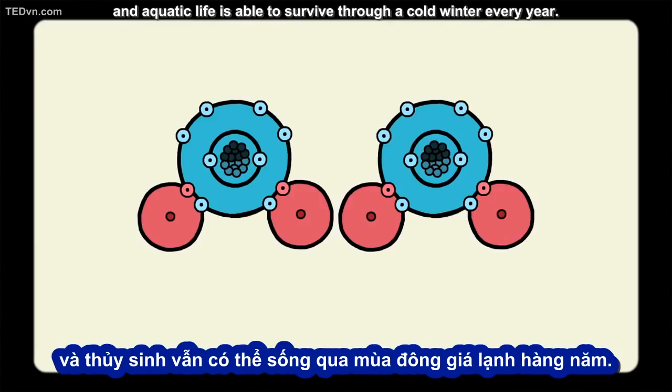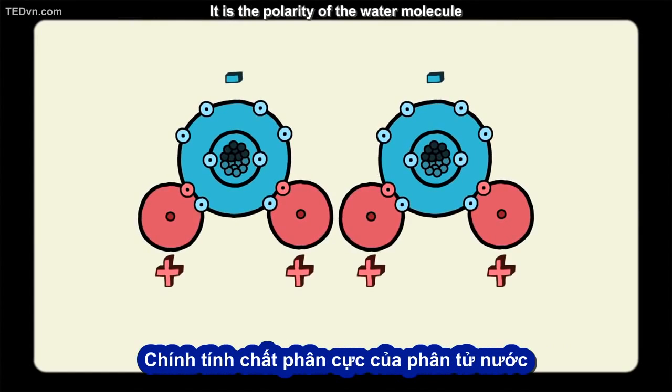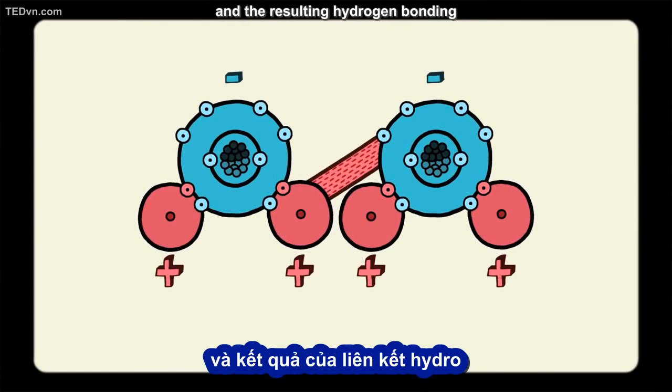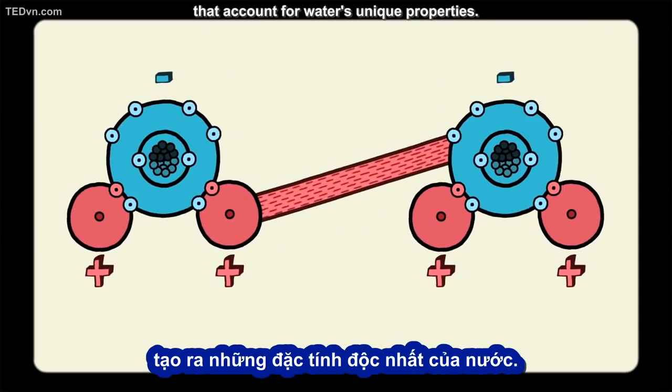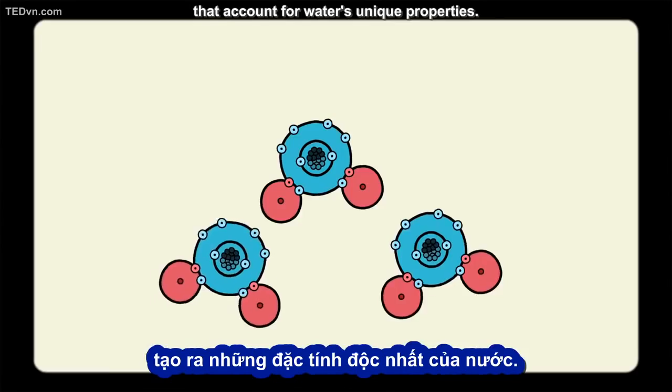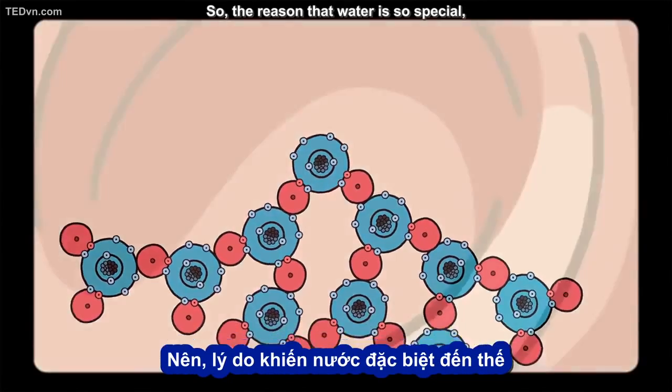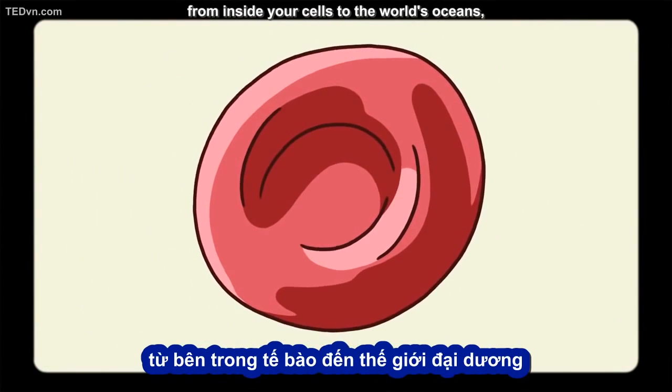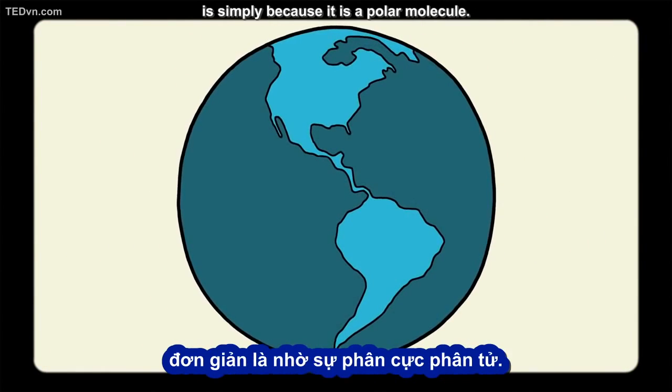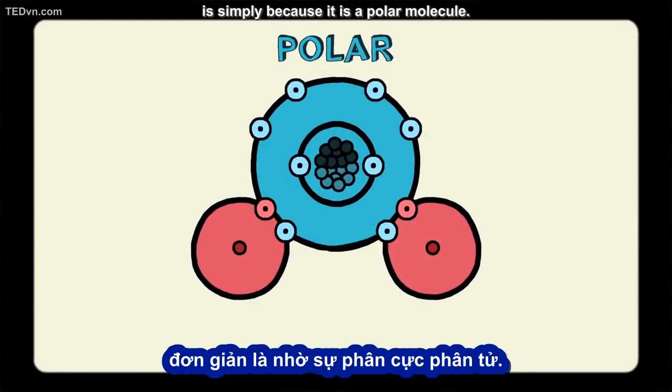It is the polarity of the water molecule and the resulting hydrogen bonding that account for water's unique properties. So, the reason that water is so special, from inside your cells to the world's oceans, is simply because it is a polar molecule.